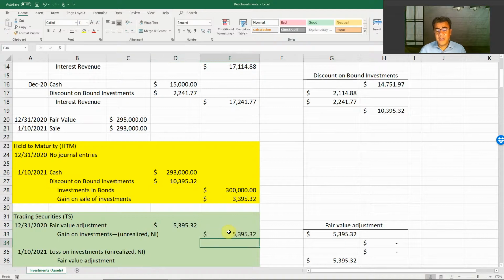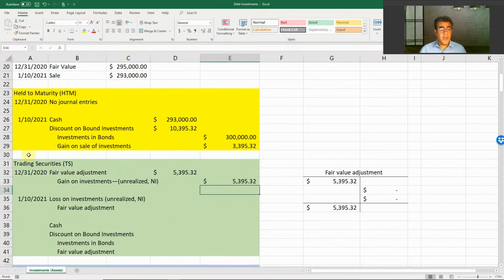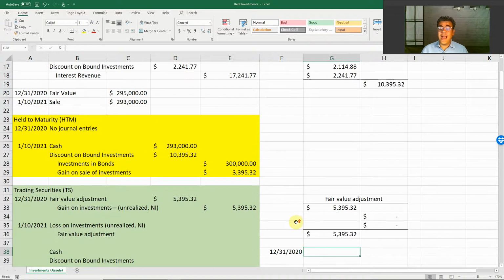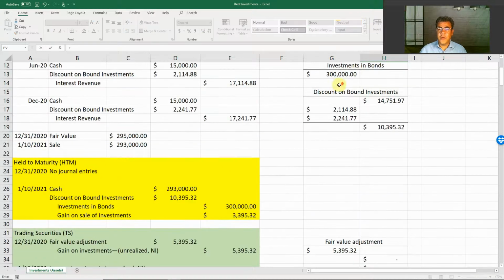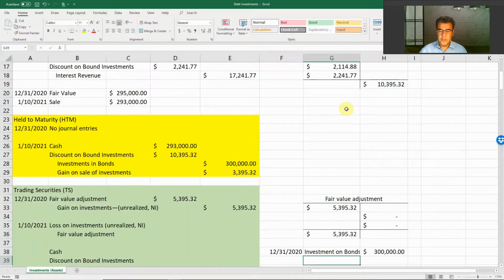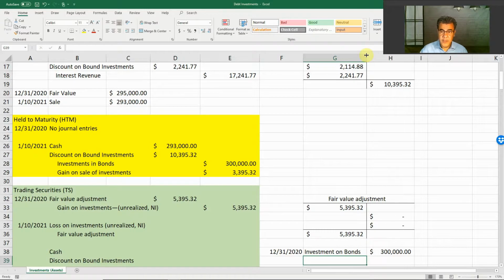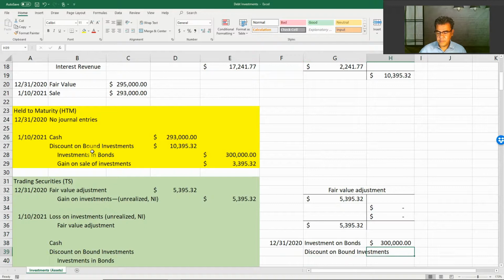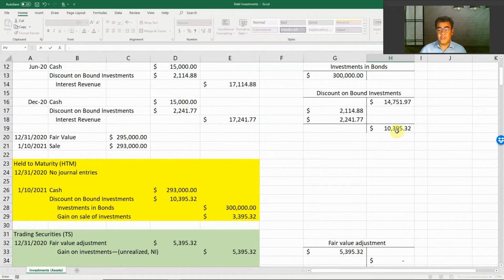And then gain, 5,000. Why 5,000 here? Because on December 31st, we will have this carrying value in our balance sheet. Investment in bonds, $300,000. Discount on bond investments, negative 10, because it is a credit.